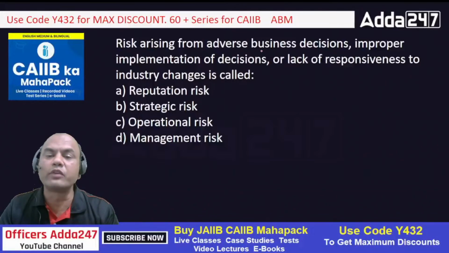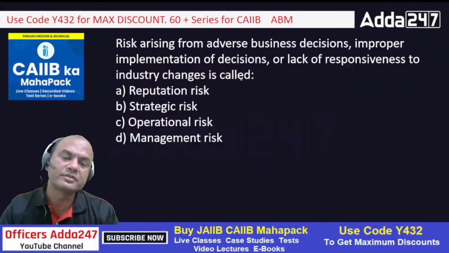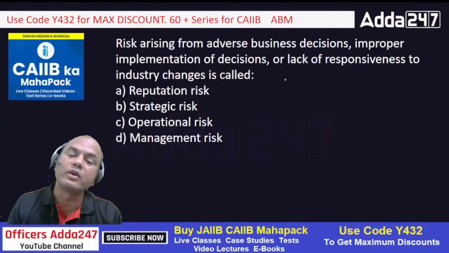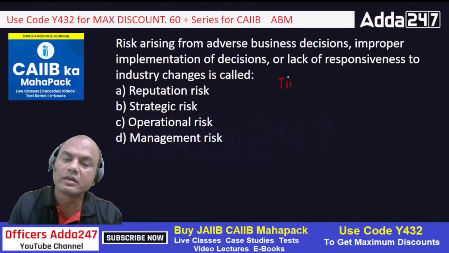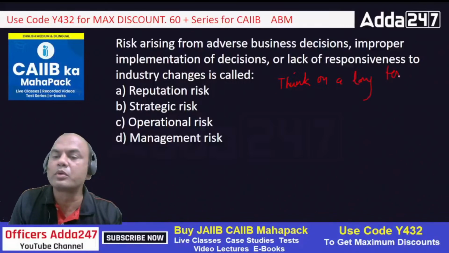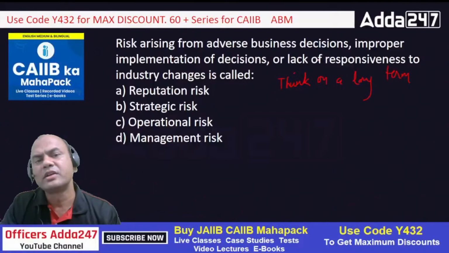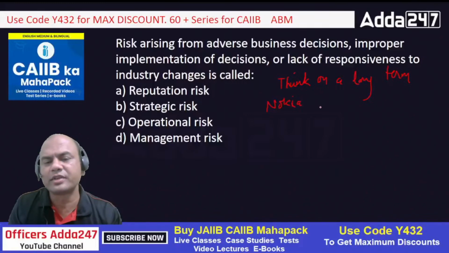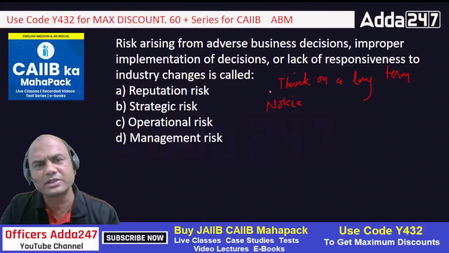Risk arising due to adverse business decisions, improper implementation of decisions and lack of responsiveness to industry changes is called as... means, for example, I am not able to think in the long term. So that is which type of risk? Do you know any company? Let me give you an example, Nokia. Have you seen any Nokia phone in the last 2 years? Anywhere? Have you seen anywhere with your friends?